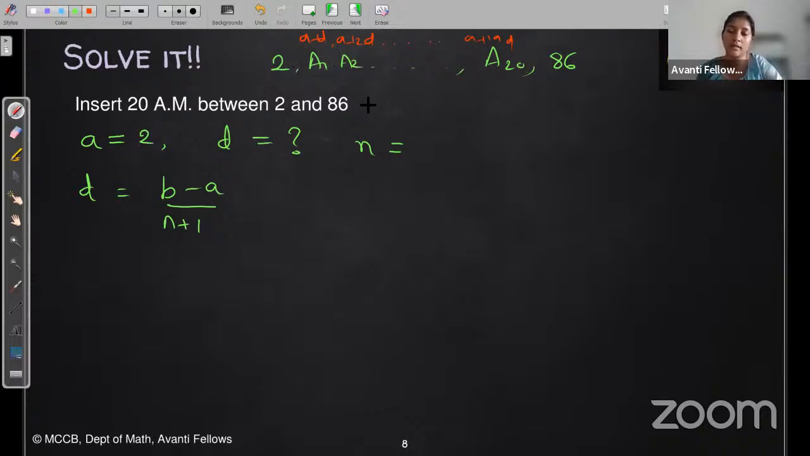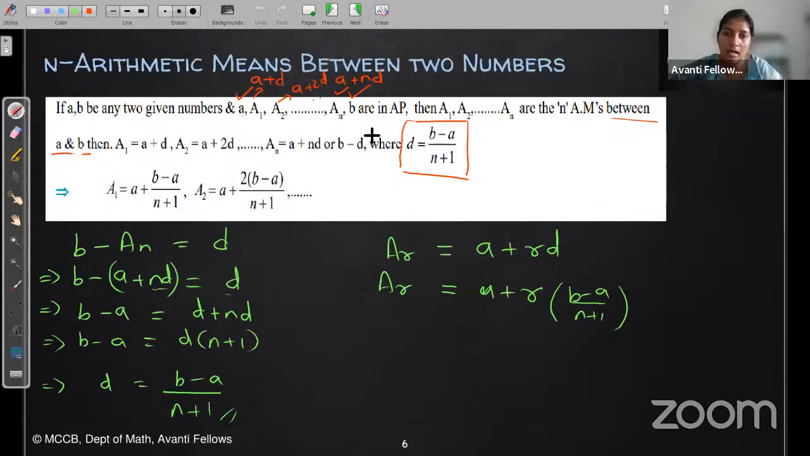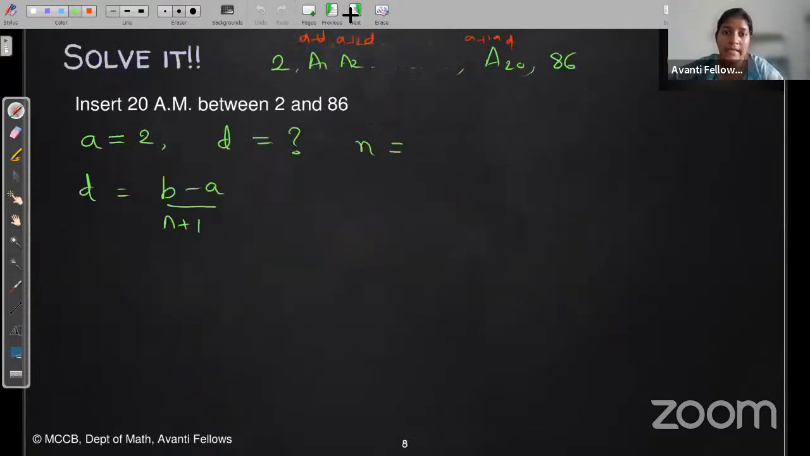They're asking us to insert how many arithmetic means? 20, right? So here, how many arithmetic means did we have? We had n arithmetic means. In that case, d was b minus a divided by n plus 1. Here we have 20 arithmetic means. In that case, d will be what? B minus a divided by 20 plus 1, right?